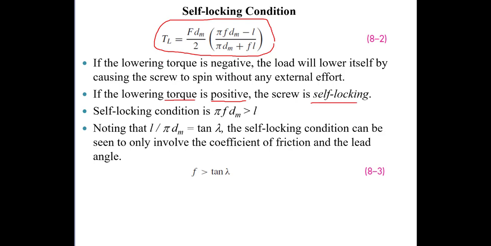And in order for it to be greater than or equal to 0, this numerator term right here has to be greater than or equal to 0. And that says that pi times the coefficient of friction times the mean diameter has to be larger than the lead distance L. So if you note that L divided by pi dm is tangent of lambda, the self-locking condition says that the coefficient of friction has to be greater than the tangent of lambda.